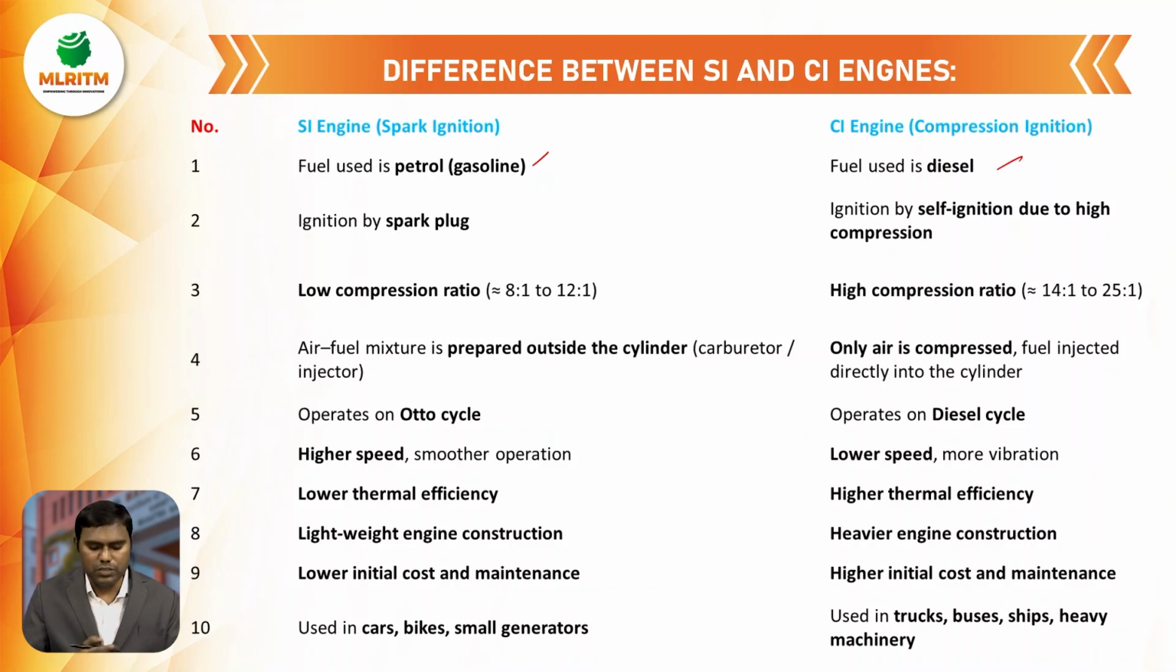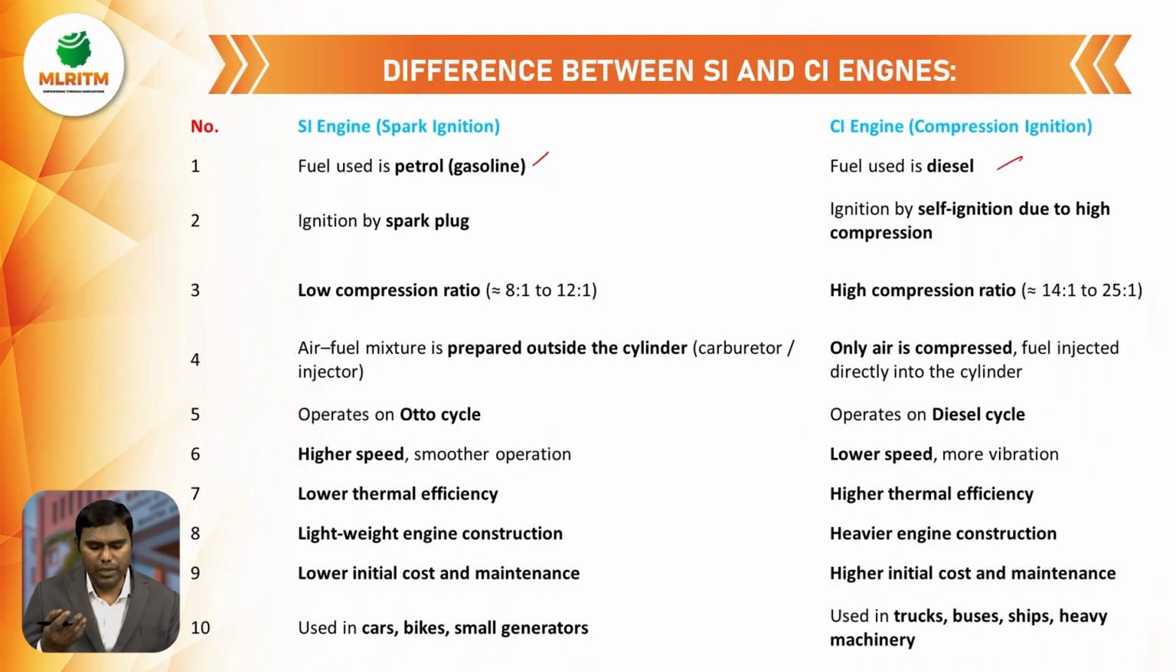principle. Generally, SI engines are high speed with very smooth operation, and diesel engines operate at comparatively lower speeds with more vibration. SI engines' initial cost is low, but CI engines' initial cost is high. And in SI engines, the thermal efficiency is low when compared with the CI engine, because in a CI engine, all particles burn in a proper way compared with the SI engines. So CI engines have high thermal efficiency. Then SI engines have less weight when compared with CI engines.